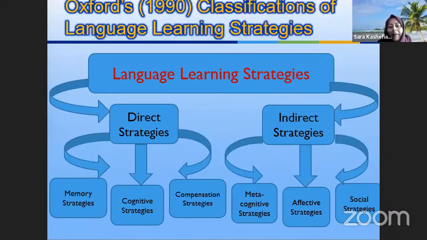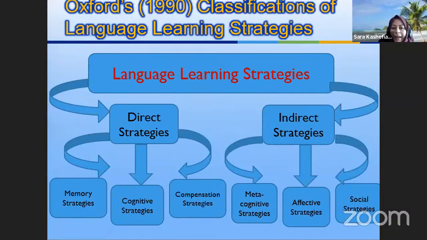Then we have compensation strategies and cognitive strategies. Now let me explain about the cognitive strategies. These strategies link new information with existing schemata. And these strategies are responsible for deep processing and receiving and producing messages in the target language.